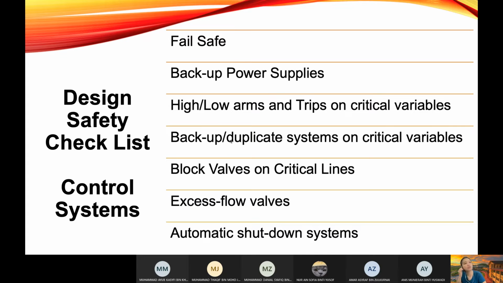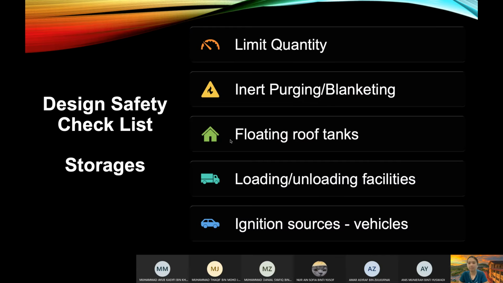Okay, next, control system. These are the criteria that you have to check. For example, fail safe, backup power supply, high-low alarm, and so on and so forth. By right, this one you have already done before. You have already learned it in your safety course, so I won't go further. But these are also the factors to consider for the control system of the plant.